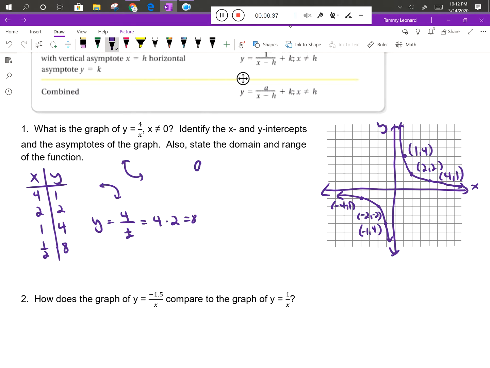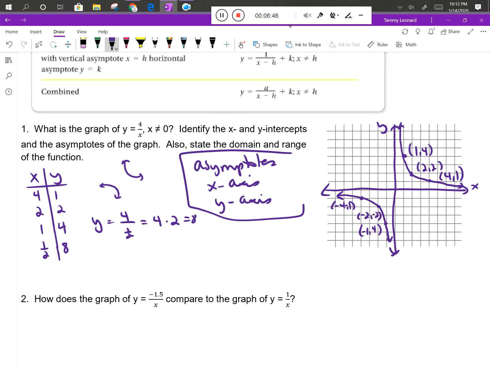Well, if the asymptotes are the x-axis and the y-axis, then we can't have any x and y intercepts because we're never going to meet those axes. So it's almost a trick question. Then we're also asked to state the domain and range of the function.